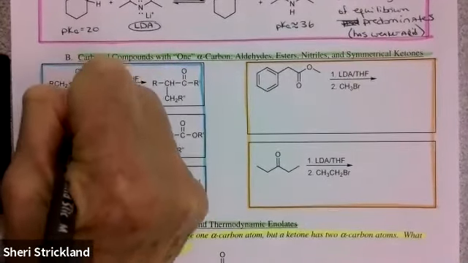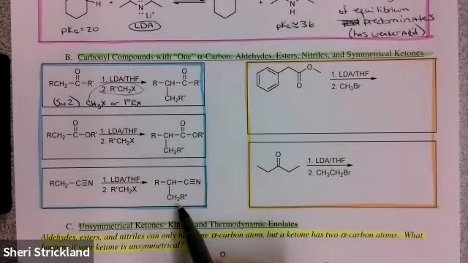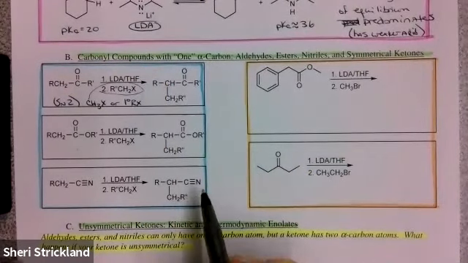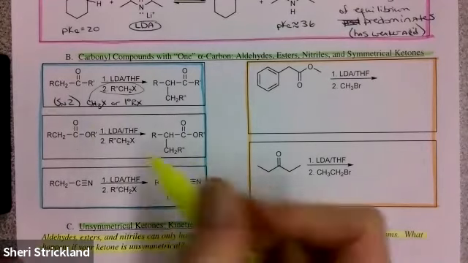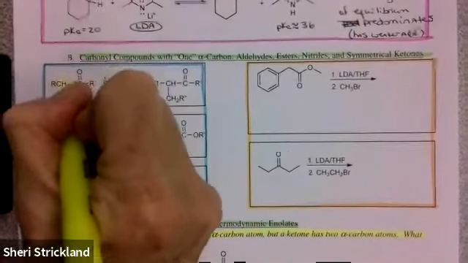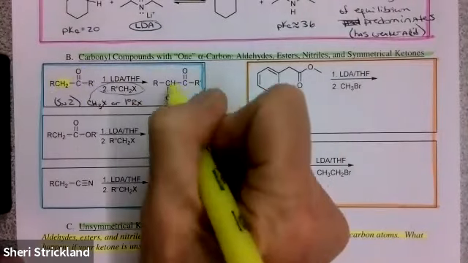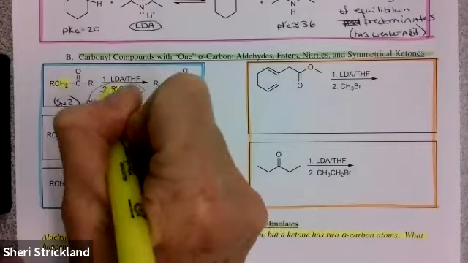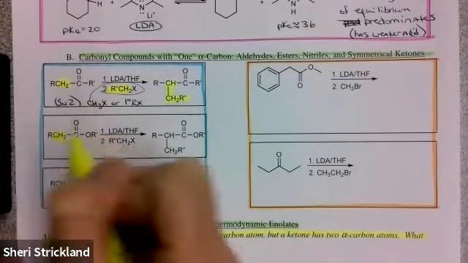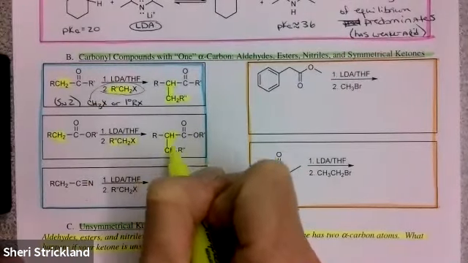So the second step in all of these general reaction patterns is the same. Okay. So the alpha carbon here will have a hydrogen replaced by this group right there. And it's the same thing all the way down.